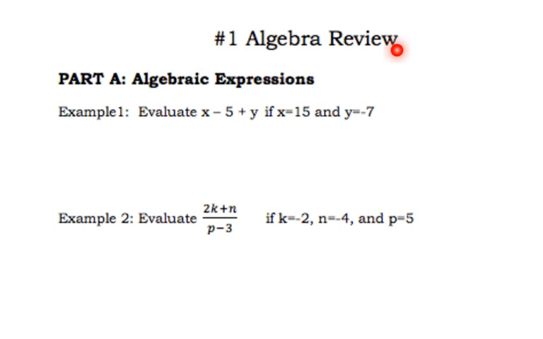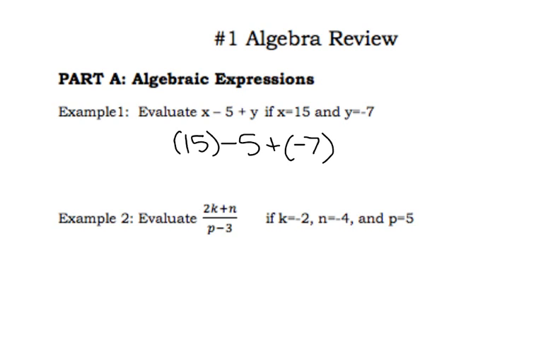And we're basically going to do a quick little review of algebra. So, part A here is just dealing with algebraic expressions. We're going to be evaluating, which is basically us just substituting into our expression. So, if they tell us that x is 15 and y is -7, we're going to make sure that in this expression, x minus 5 plus y, we change x to 15 and y to -7. So we would get 15 minus 5 plus -7.